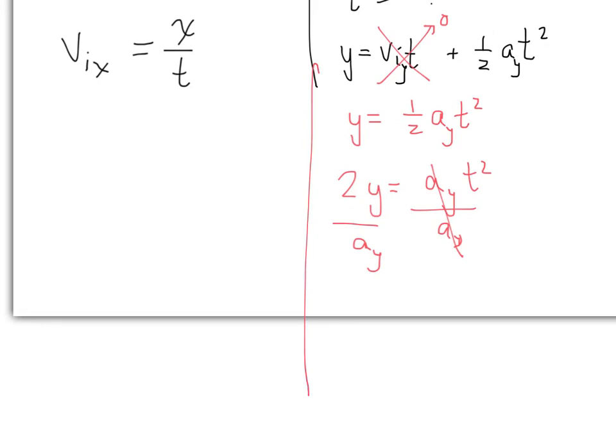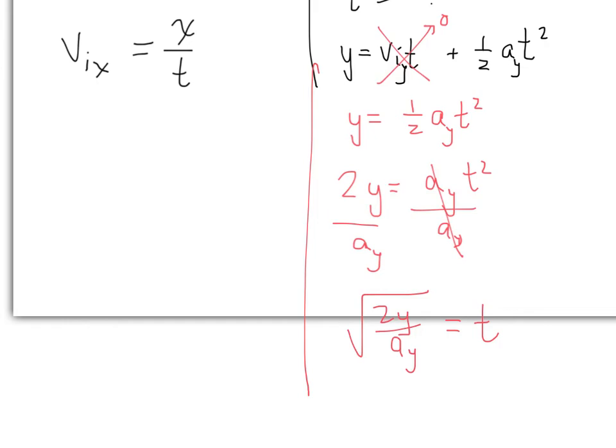Now I take the square root. So it's 2y over a underneath a radical. Why don't I need the plus or minus this time? Can somebody explain that? Because time can't be negative. Good. Time can't be negative. Okay? We're looking at time being positive.